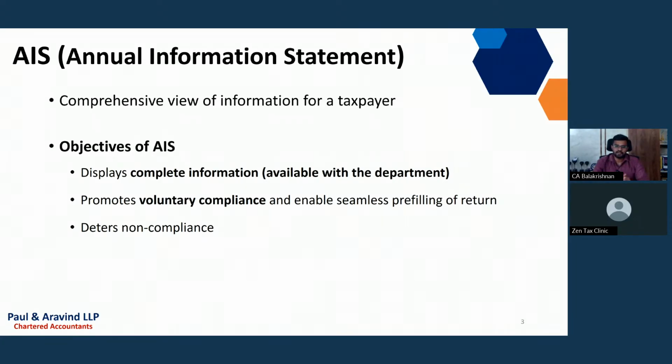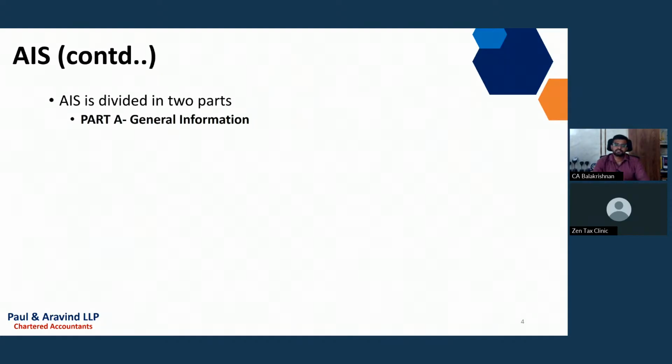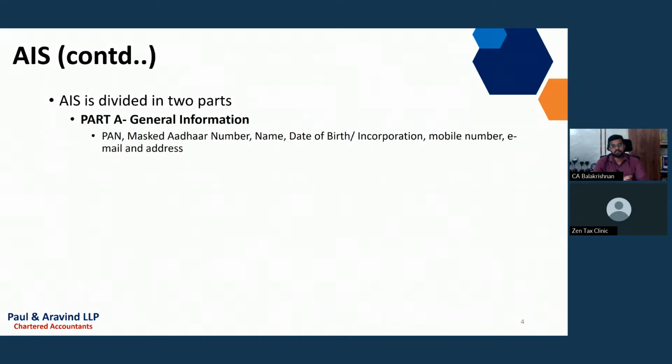If the assessee omits to report any income or expenses, then the income tax department will issue a notice stating that you have missed so-and-so income or expenses while filing your income tax return. This will help the assessee ensure proper compliance. AIS has been divided into 2 parts. Part A is general information, which contains the name of the assessee, PAN, masked Aadhaar number, date of birth or incorporation, mobile number, email address, and the address of the assessee.